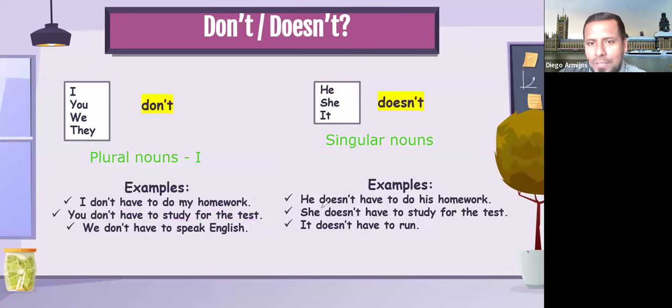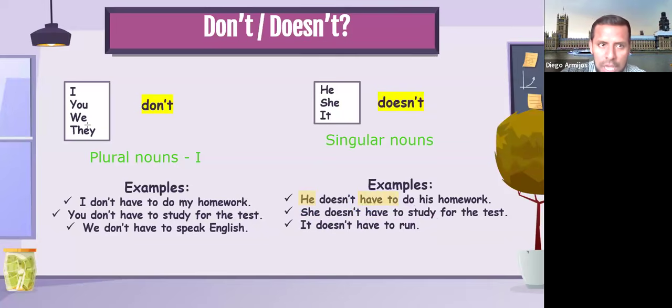So on the other hand, we have he. He doesn't have to do his homework. She doesn't have to study for the test. He doesn't have to run. But notice something here, guys. I'm going to explain to you very, very clearly. In this case, we have the pronoun he, okay? And the verb have to, but in an affirmative sentence, we need to conjugate the verb. For example, he has to do his homework.